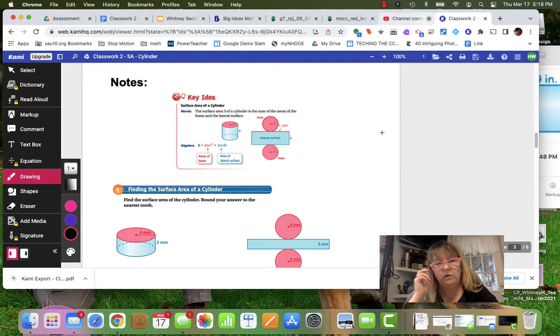This is unit or section 9.3 and is the surface area of cylinders. And there's this big, long, huge, complicated formula for finding the surface area of a cylinder. It's 2 times pi times the radius squared plus 2 times pi times the radius times the height. I actually don't like to use that one.